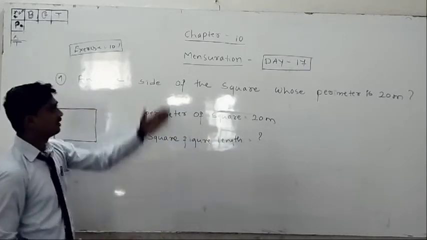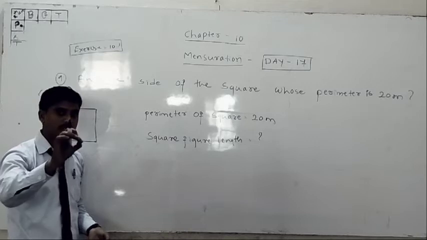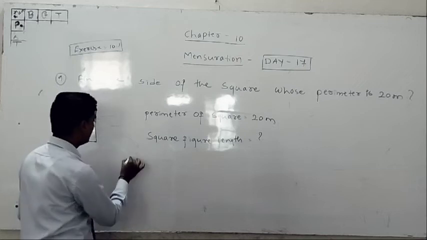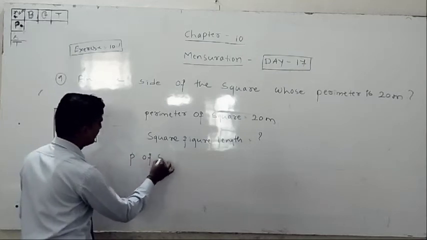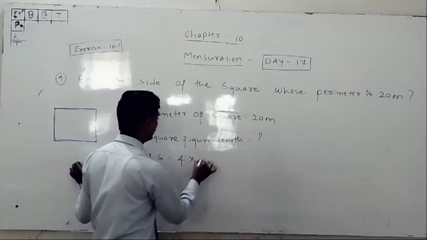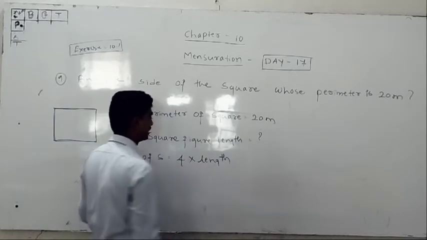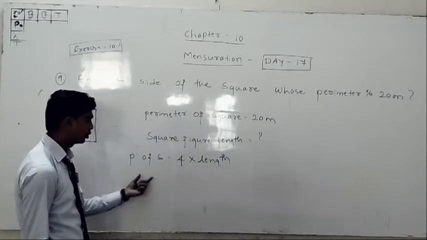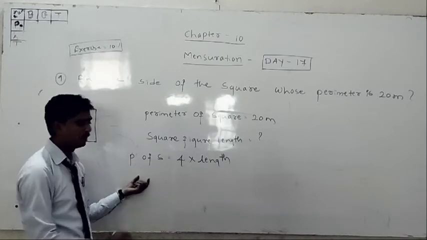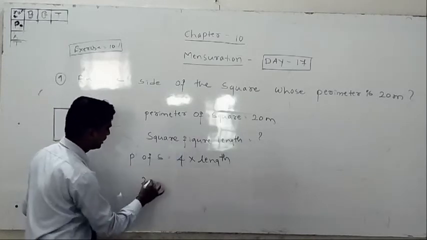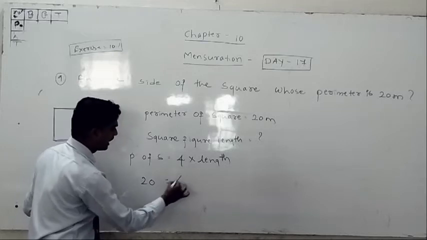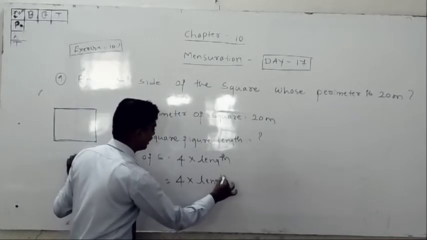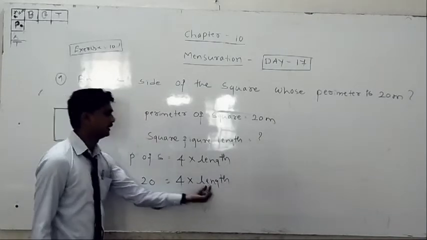First you should find the one side length. First of all you should write what is the formula of perimeter of square. First you should write perimeter of square is equal to 4 into length. Understand? But perimeter of square is already given. How much is there? 20. You should fill up that formula. Perimeter of square 20 meter is equal to 4, as it is. Afterwards multiplication, then length, because length we don't know. That's why as it is you should write.